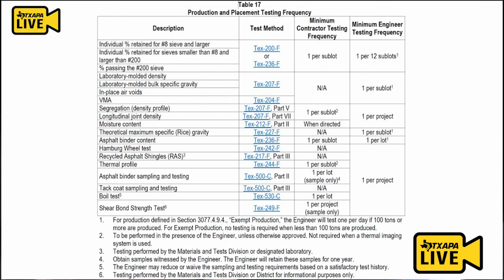I think that's the biggest thing. And then, of course, you've got one per project for asphalt binder sampling and testing. You've got several that are one per project, but I'm suggesting that you don't wait until the end of the project to have that sample pulled.